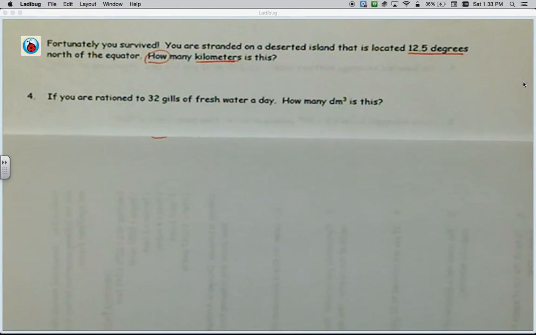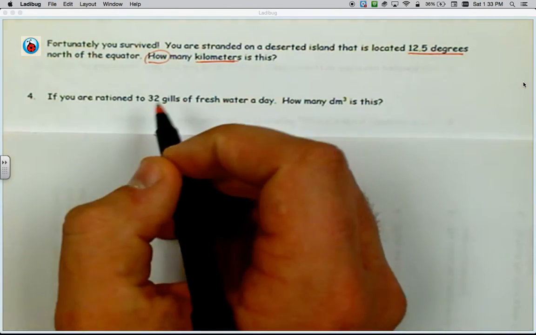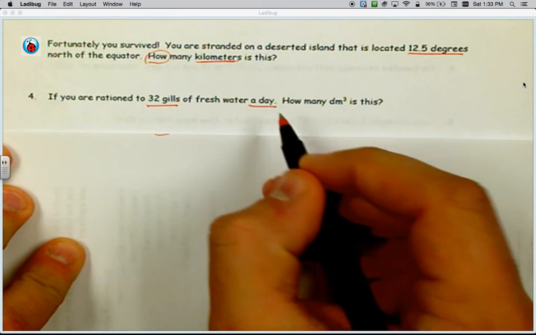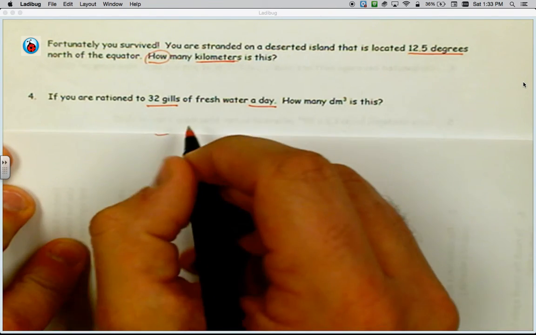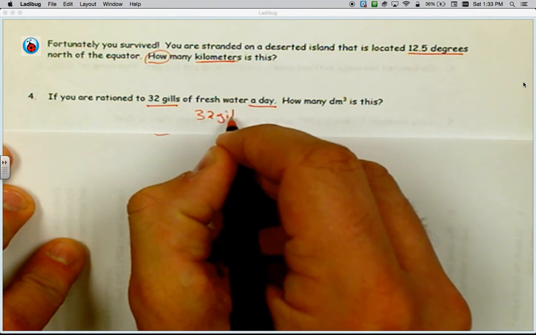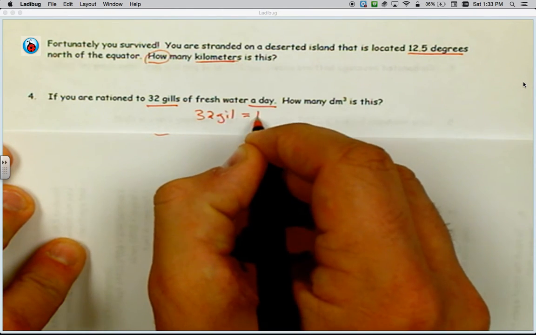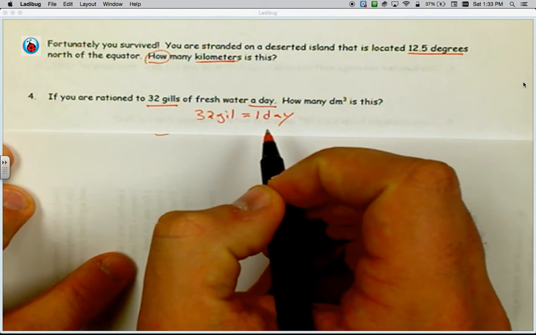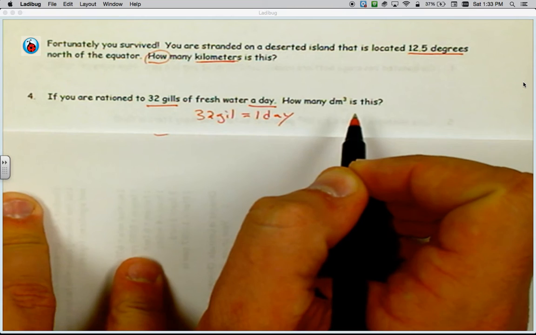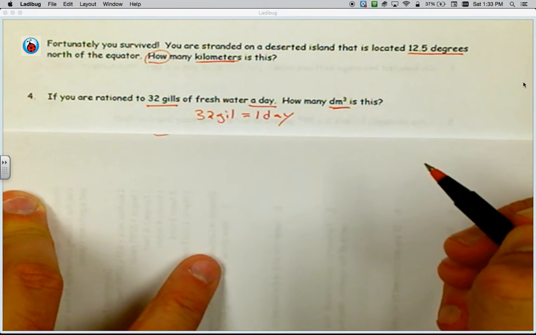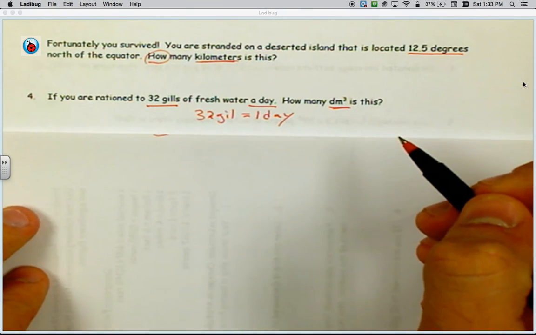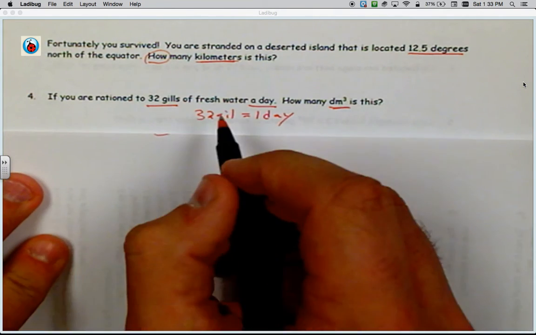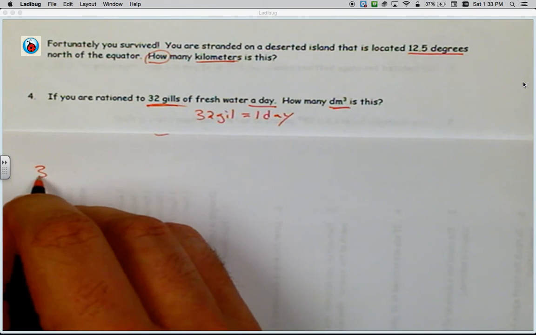Number 4 says you are rationed, because we're on a desert island, you are rationed to 32 gills of water every single day. Wait a minute. 32 gills a day. 32 gills every day. Aha. All right. How many decimeters cubed is this? This one's going to be a little tricky. Well, our number we've got is 32 gills.